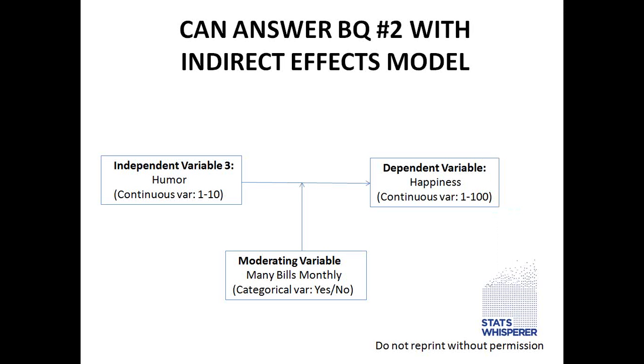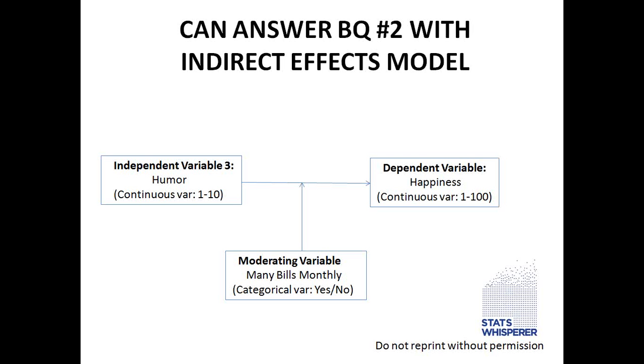So this is the classic model of an interaction effect, right? So what we're saying is that in independent variable 3, there's a line going from that over to the dependent variable happiness. So we're saying there's a relationship between humor and happiness. And then coming up from the bottom, like in the old JAWS poster, is the moderating variable, many bills monthly. So when we say there's a third variable that moderates the relationship between the independent and dependent variable, this is what that refers to.